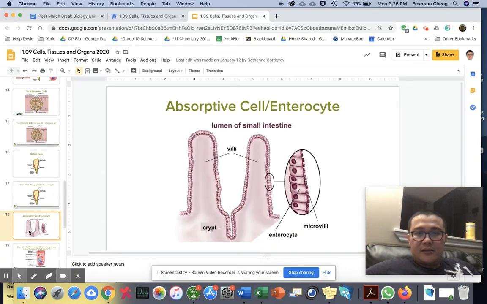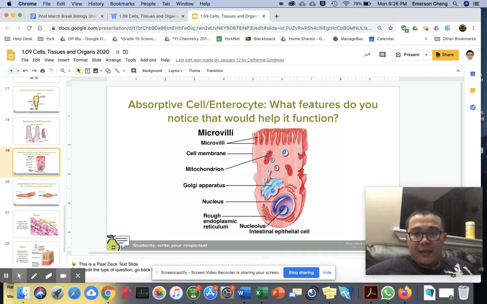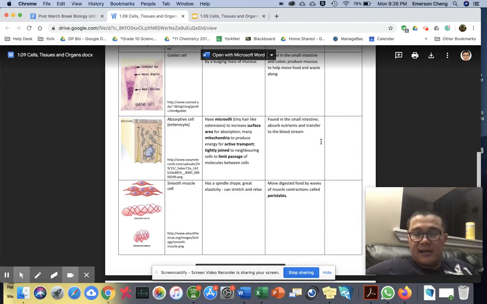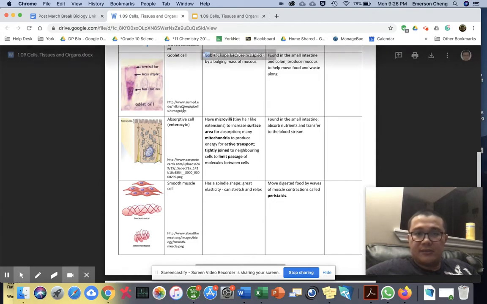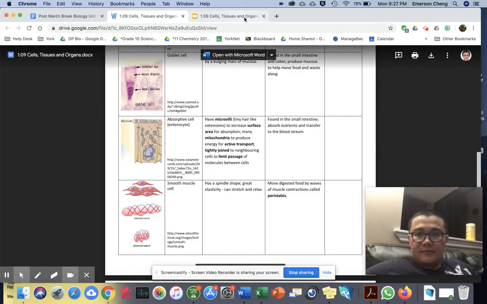Now, this is an example of an absorptive cell. You can find these in the small intestine, whose main role is to absorb nutrients and transfer them into the blood. So this is a picture of that. Look at the features, the structures, look at the function. Can you give me an analogy on that?